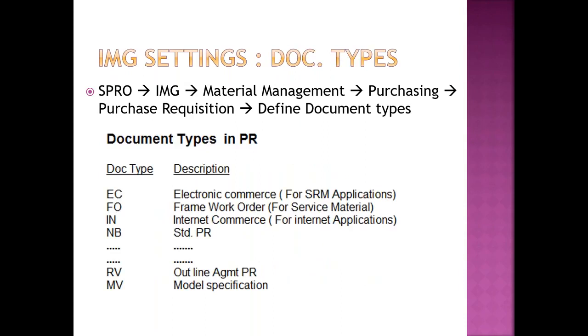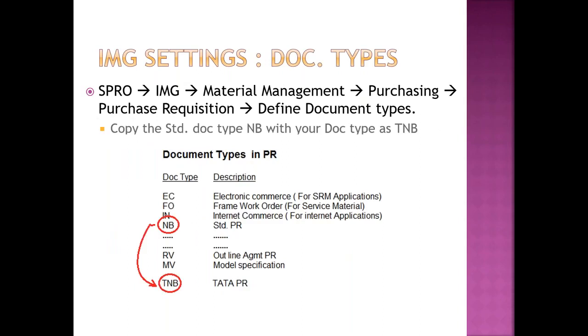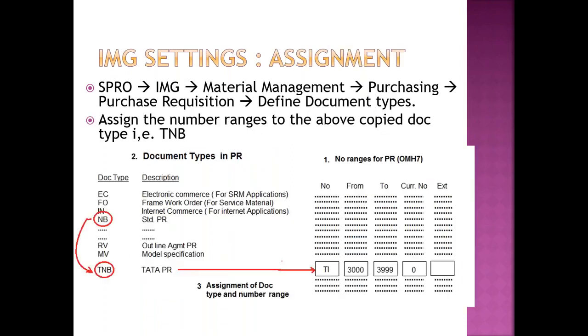Then we'll go to another place, just like how we copied material types. Here document types are also listed. One of the existing standard SAP document types for PR, NB, we are going to copy as our own NB. Then that copied version we will link to the number ranges. In yesterday's class, I linked both the internal and external number range at a time to that same document type.